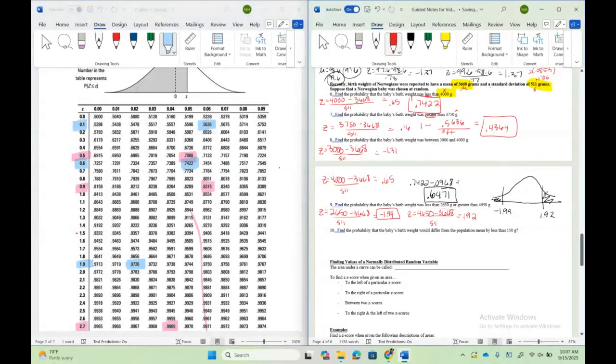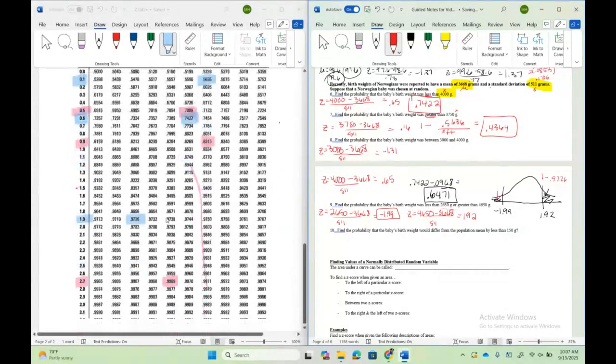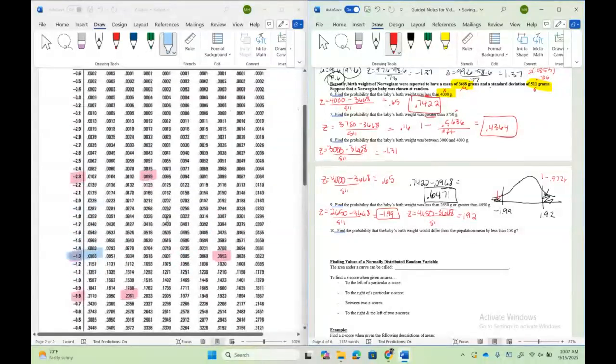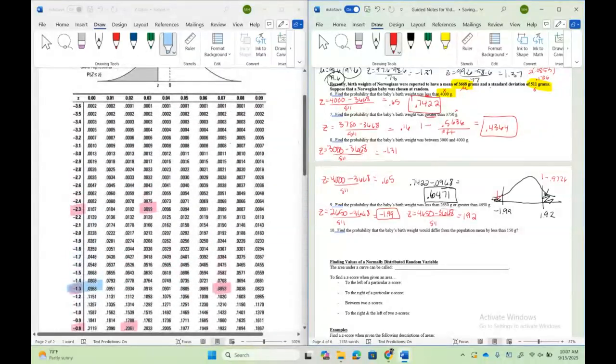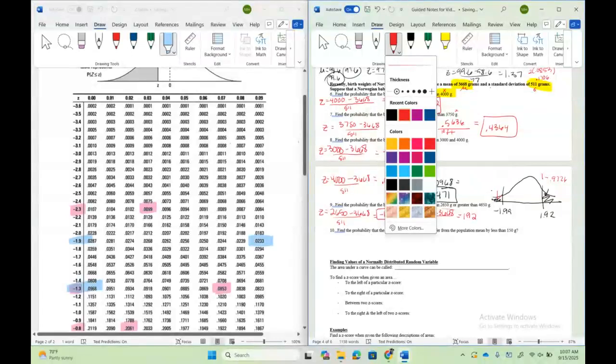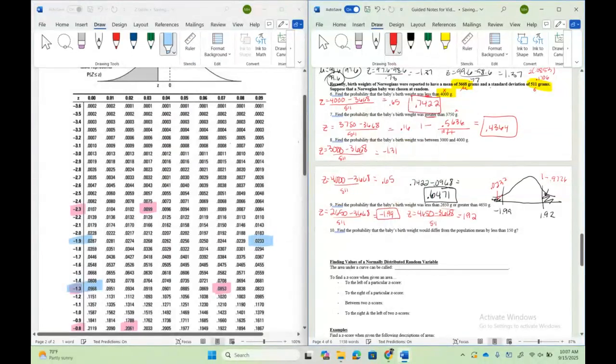All right, so this area is going to be whatever 1 minus 0.9726 is, and this area is 0.0233. All right, so I'm going to add these two things up for a final answer of 0.0507.